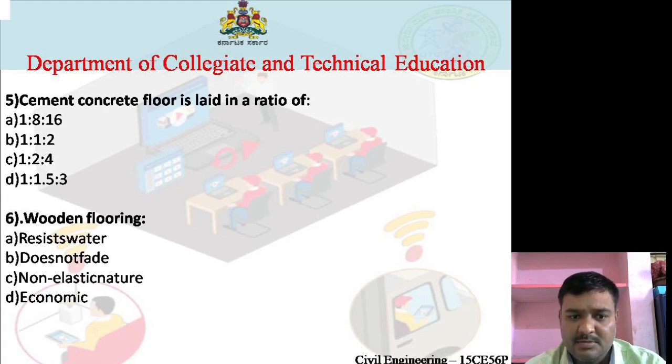Then rain wooden flooring is resists water, does not fade, non-elastic, economic. So the right answer is it does not fade. So the sixth answer is B, does not fade. Okay. Then we go to the next one.